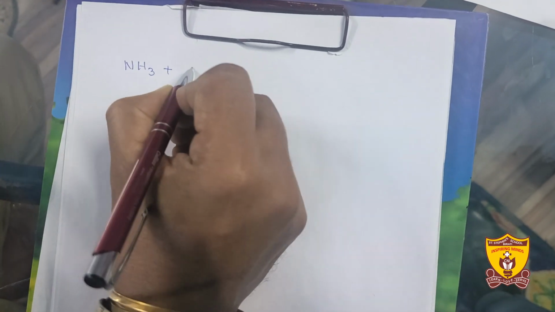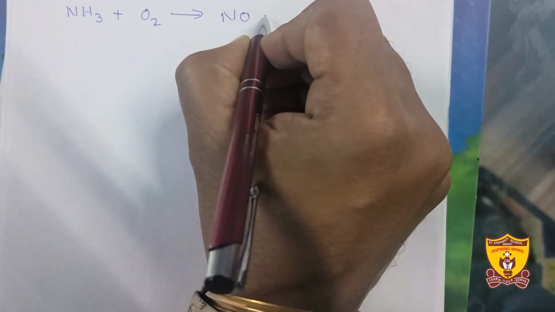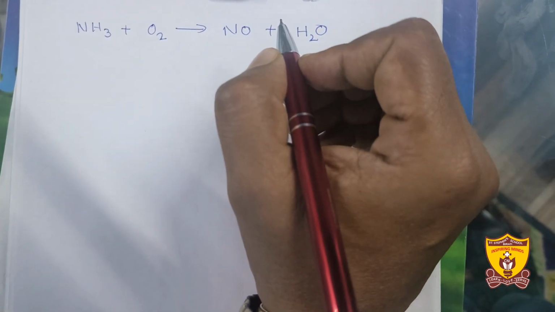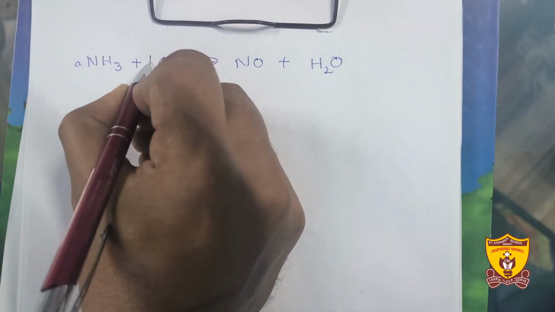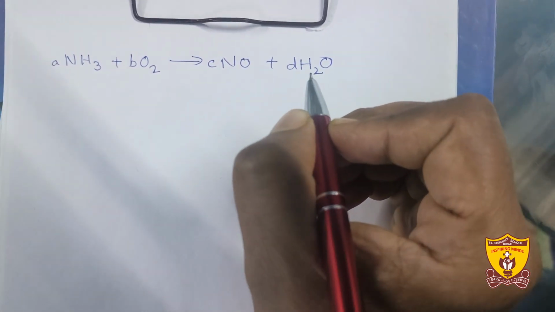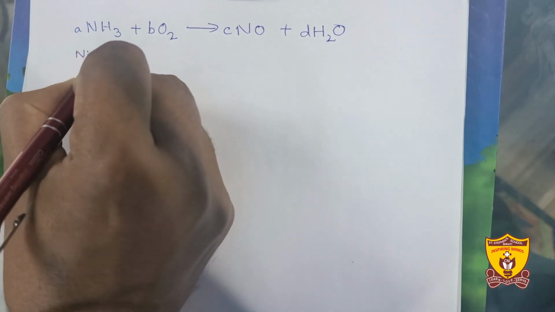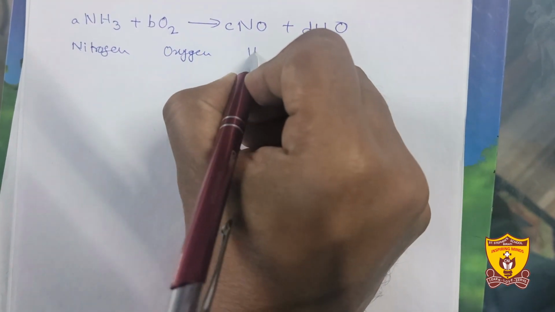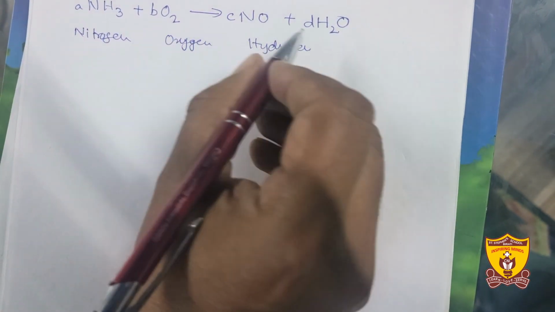NH3 plus O2 is NO plus H2O. To do this balancing trick, first I put A before NH3, B before O2, C before NO, and D before H2O. I will write the names of the elements: nitrogen, oxygen, hydrogen. These are the three elements present here.